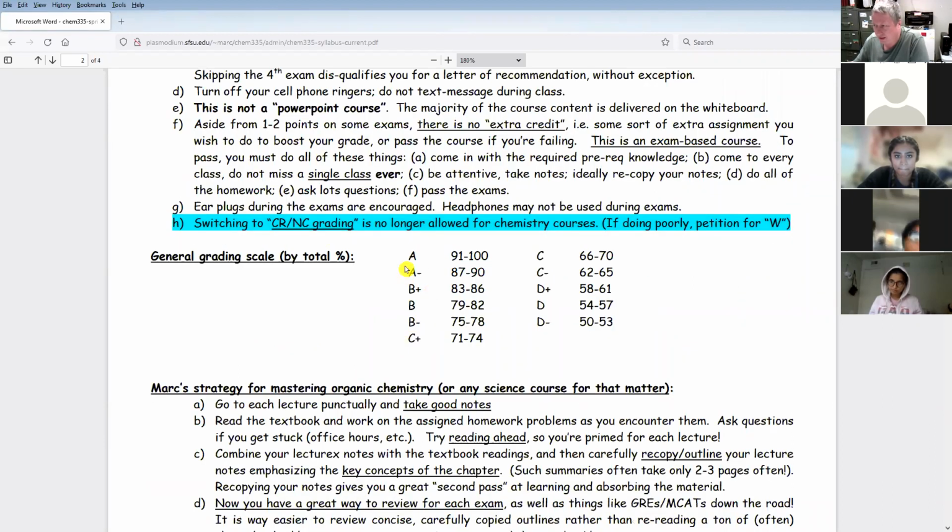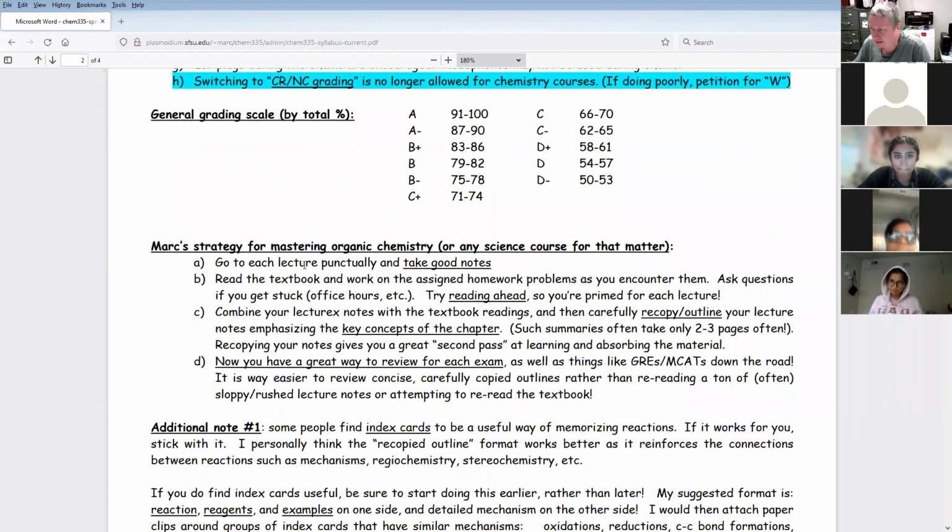Here's the grading scale. Okay, other strategies. I already kind of talked about this. Be punctual. Read the textbook. Do the assigned problems.